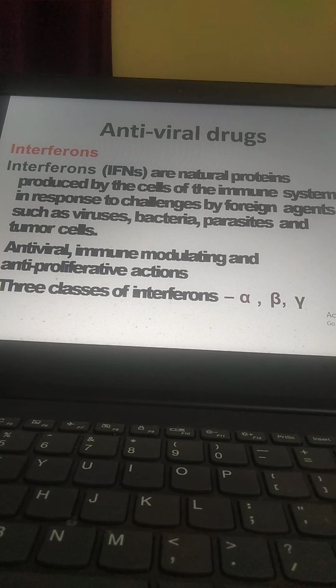So what are interferons? Interferons are natural proteins in the body, produced in the cells of the immune system in response to foreign agents, such as viruses, bacteria, parasites and tumor cells. So we can give interferons also. They have antiviral, immunomodulatory and anti-proliferative actions. We have 3 classes of interferons: alpha, beta, and gamma.